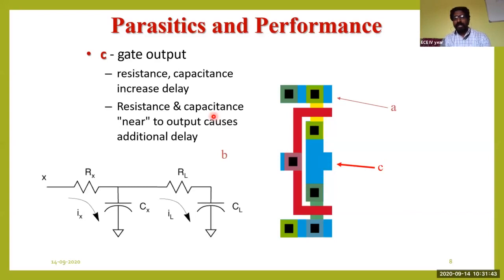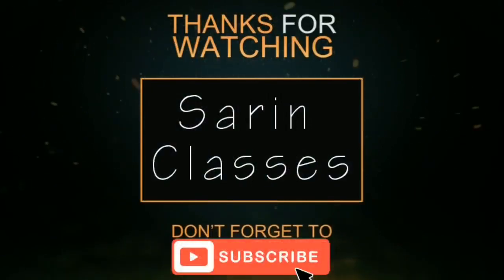The resistance and capacitance near the output cause an additional delay. The capacitance and resistance at the output should be very minimal, or you should make sure there is no capacitance or resistance, because they act as parasitics for the huge design and even degrade its performance. And this is the small signal analysis from input to output, showing how a signal moves. This is the small signal analysis of this particular design.